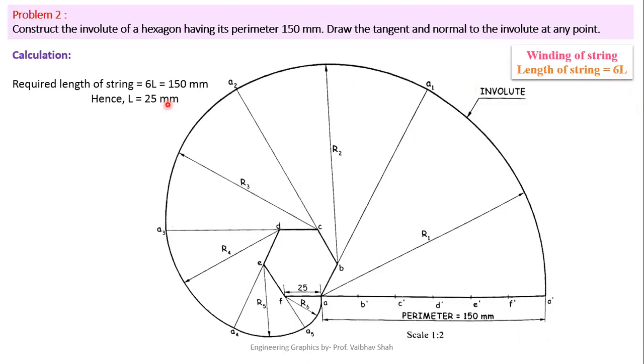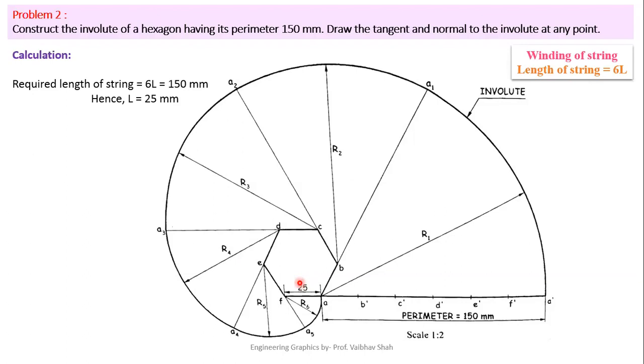So now let us start with the calculation first. The required length of string must be exactly equal to the perimeter of your hexagon, which is nothing but 6L. 6 is the total number of sides and L is the length of your single side. So it is given as 150 mm. Here our task is to find out the length of the side of the hexagon. So hence the length of the side is equal to 25 mm. So we must draw one hexagon with 25 mm sides. After drawing this hexagon, we have to specify these points as A, B, C, D, E and F. So this is your hexagon.